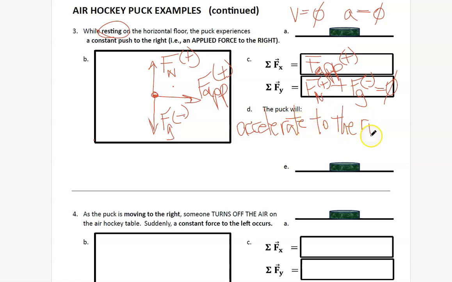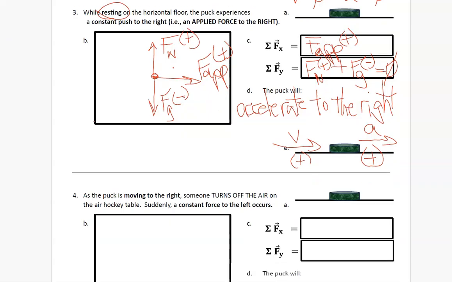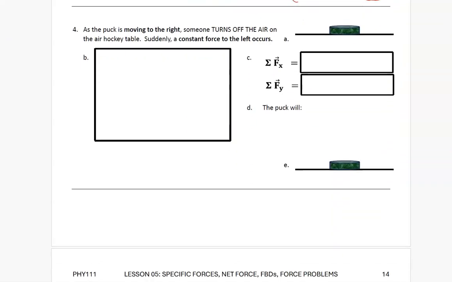So the puck accelerates to the right, and we represent that as the velocity is now going to the right, and the acceleration is also going to the right, or we can say the acceleration is positive and the velocity is now positive as well because they're both pointing to the right. Okay, let's look at the last one of these questions.